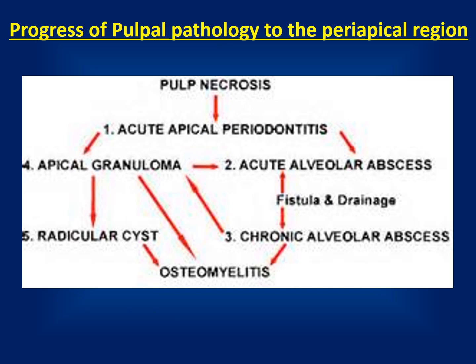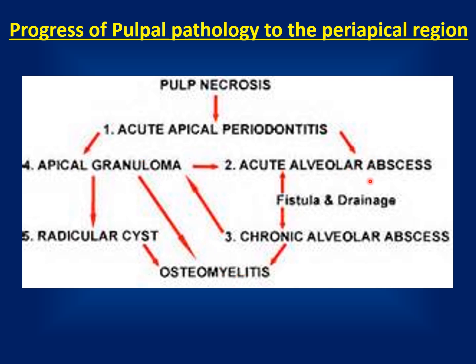Progress of pulpal pathology to the periapical region. Here, it starts with the origin, which is pulpal necrosis. It goes out to the periapical region. It makes acute apical periodontitis. Then this will make a granuloma or an abscess. The granuloma may form a cyst or osteomyelitis.